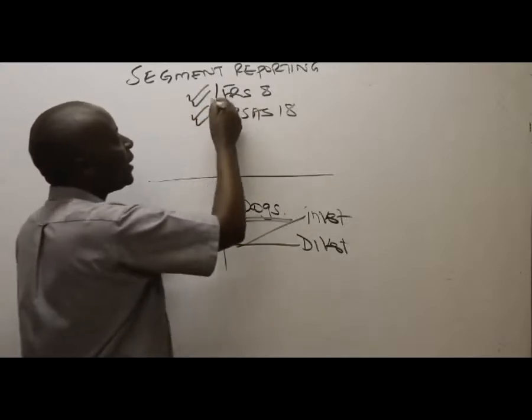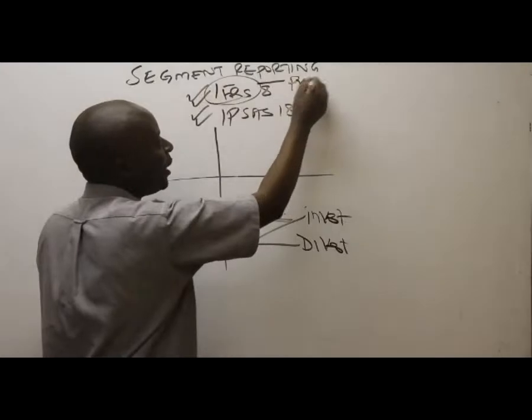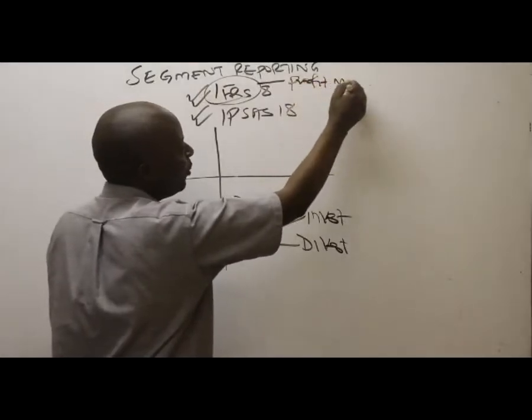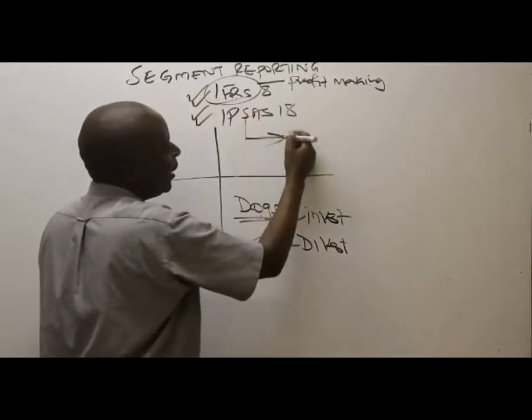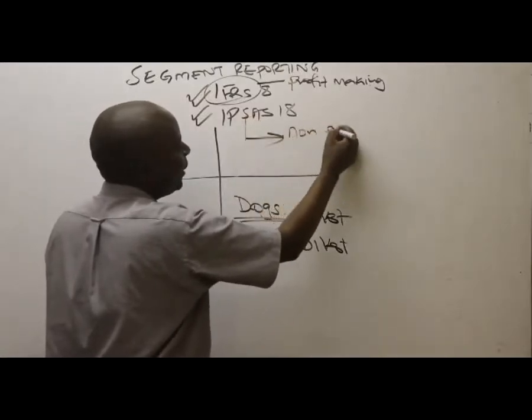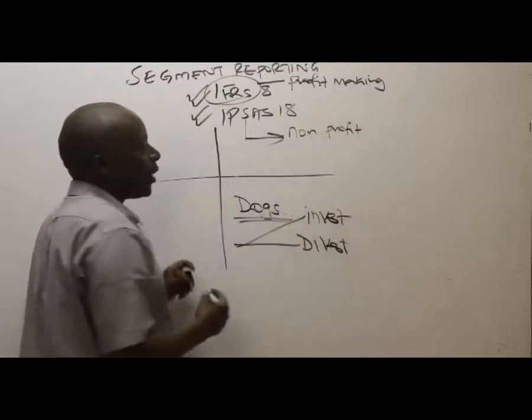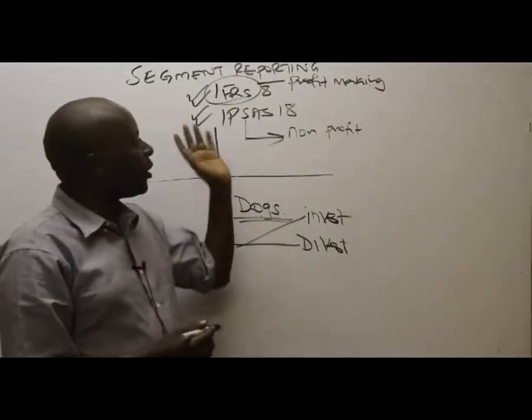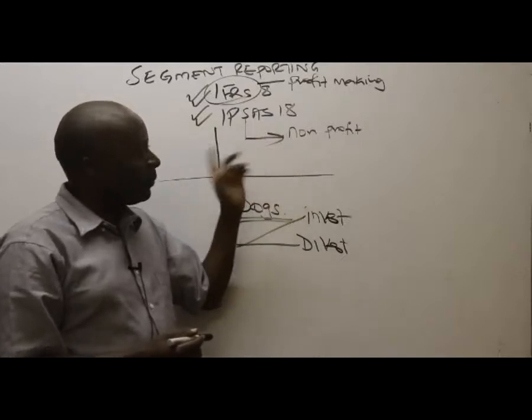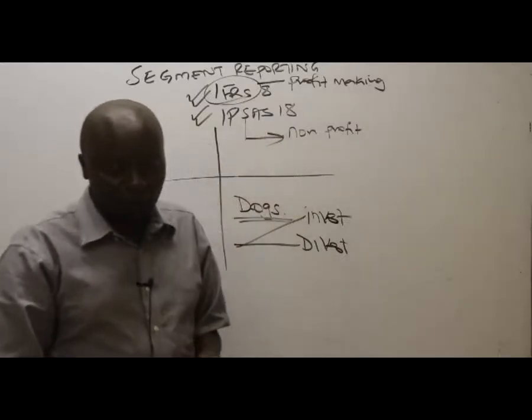International Financial Reporting Standards. Remember, IFRS are for profit-making organizations. IPSAS are basically for the public sector, in this case non-profit organizations. So when you talk of segmental reporting, we are looking at IFRS 8 and we are looking at IPSAS 18. Very, very important for us to know this.